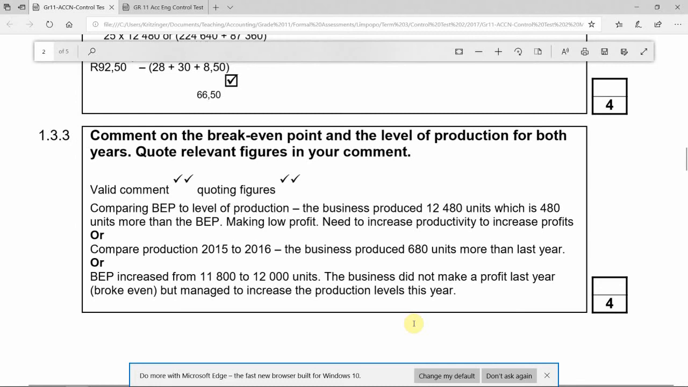So we were making low profit. If we would have given advice, we also need to say we can increase the productivity to increase our profit. Or we could say, compare the production between the years. The business produced 680 units more than last year, which we also mentioned. Or break-even point increased from 11,800 to 12,000 units. The business did not make a profit last year, it broke even, but managed to increase the production level this year.